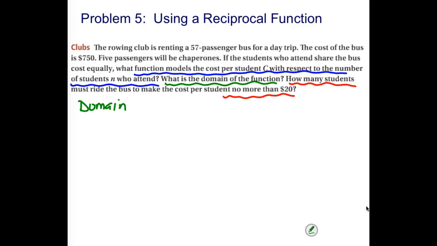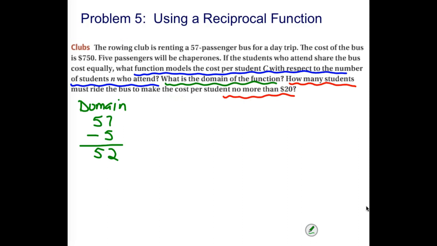How many people can fit on the bus? 57. But of those 57 seats, 5 of them are being used by the chaperones. So in terms of the number of students that could go, we have a maximum of 52. What would our minimum be? Of students. How many students would be the minimum? If I say I'm going to take 0 students, am I going to rent a bus? No. So 1 student needing to go on the bus would be the minimum I could have.